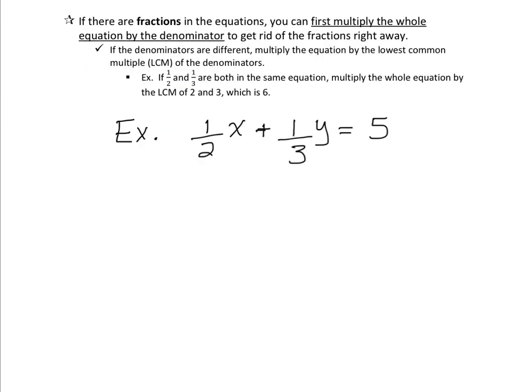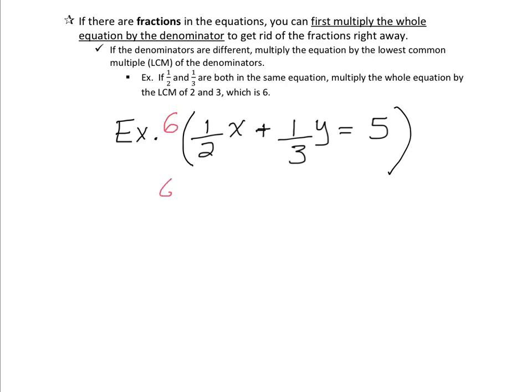All right, a quick reminder about fractions. If you see fractions in the equations, you can first multiply the entire equation by the lowest common multiple of the denominators to get rid of the denominators. So in this example, our denominators are 2 and 3, and the lowest common multiple between those two is 6. So we multiply the whole equation by 6.